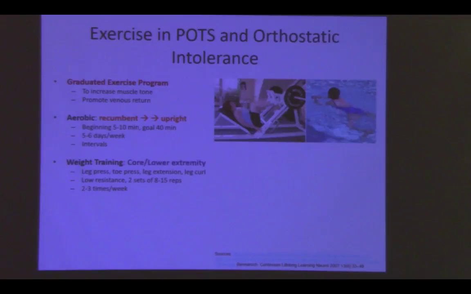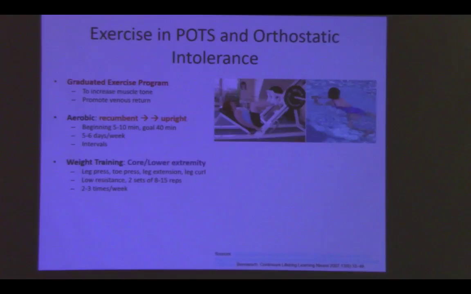Exercise has a role in helping us tone our muscles and tone this part of our nervous system that is compensating and involved in the regulation of our blood pressure, our heart rates, and our energy levels. But it has to be modified in order to be tolerable. Because we talked about all of these physiologic changes happening, you can't just hop into it and go run a 5K and say, oh, well, that's my exercise.